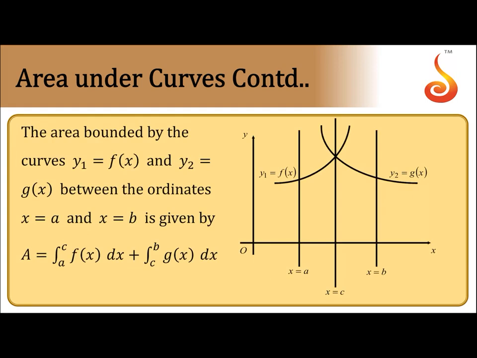Coming to the next one, suppose y equals f of x is a curve like this and y equals g of x is a curve like this one, both between x equals a to x equals b. If you split the area, then we can split it into two parts, a to c, the area under this curve, and c to b, the area under this curve. So this portion separately we calculate and we add. That gives us the total area.